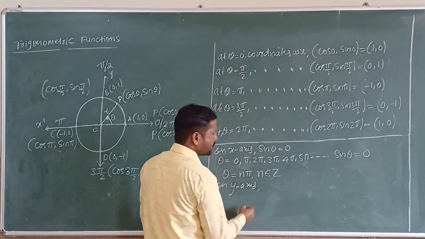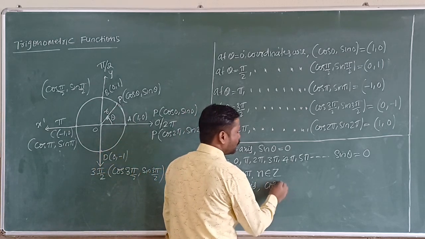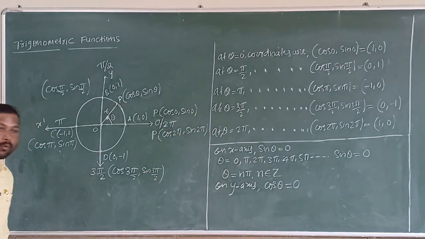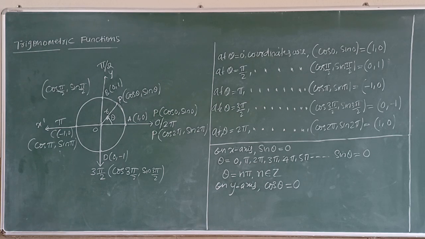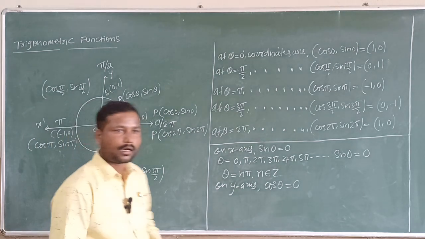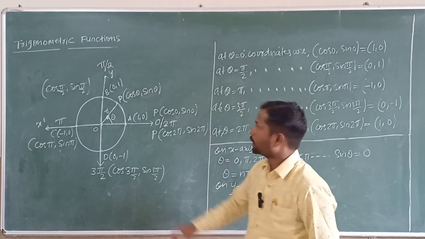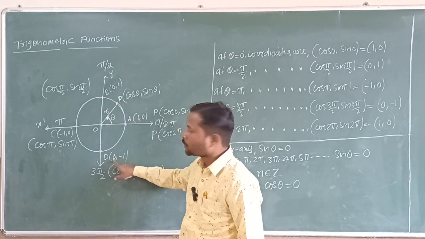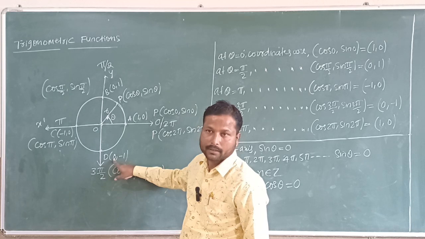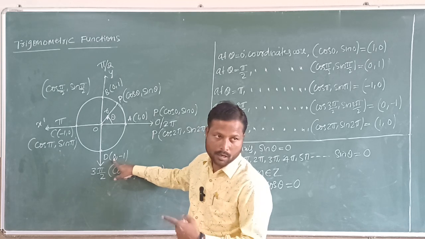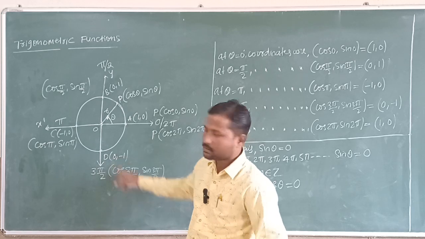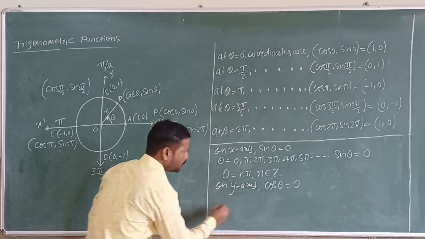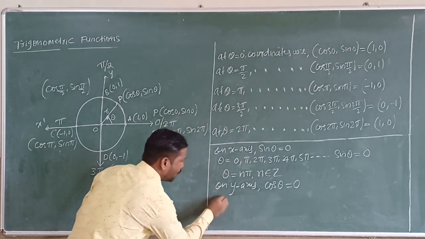On the y axis, what is the information there? cos theta is equal to 0. On the x axis sin theta is 0, and on the y axis cos theta is always 0. The first value is the cos value. On the y axis cos theta is 0, on the x axis sin theta is 0. Now what are the angles?